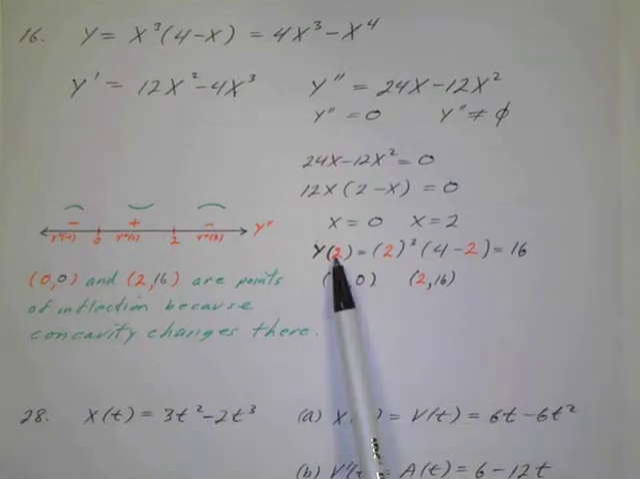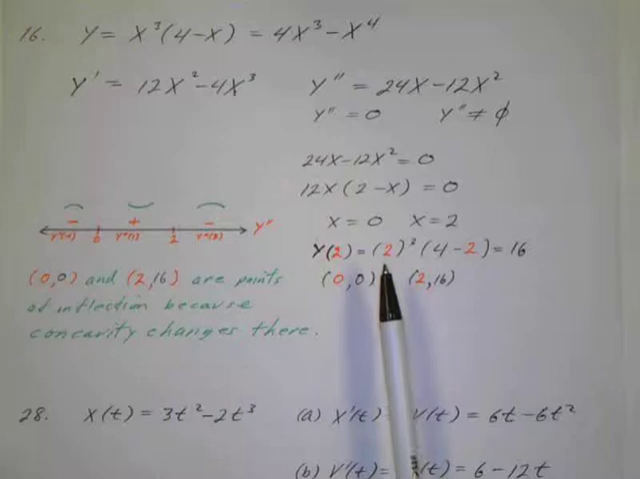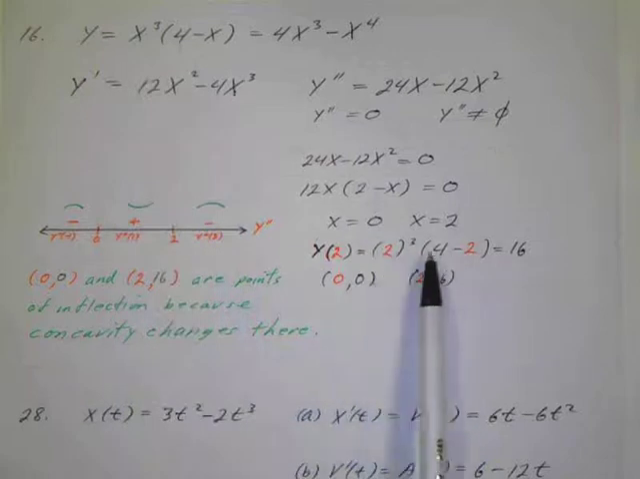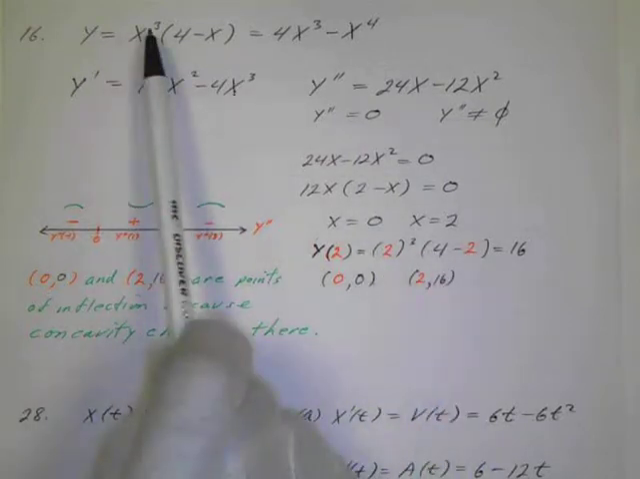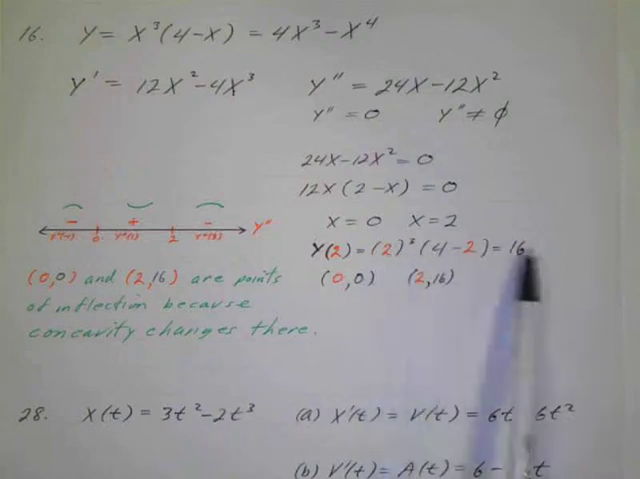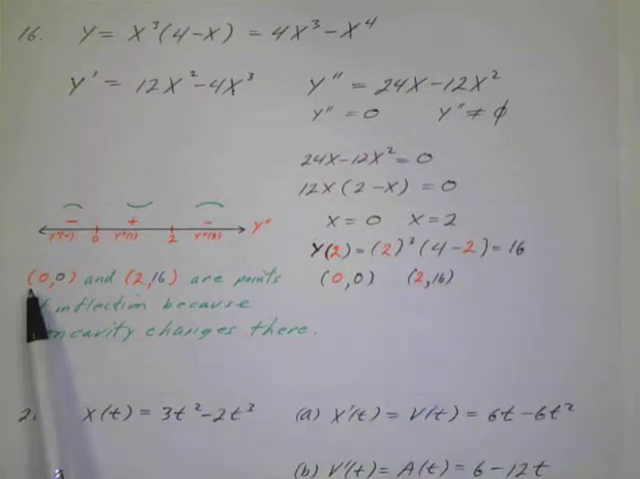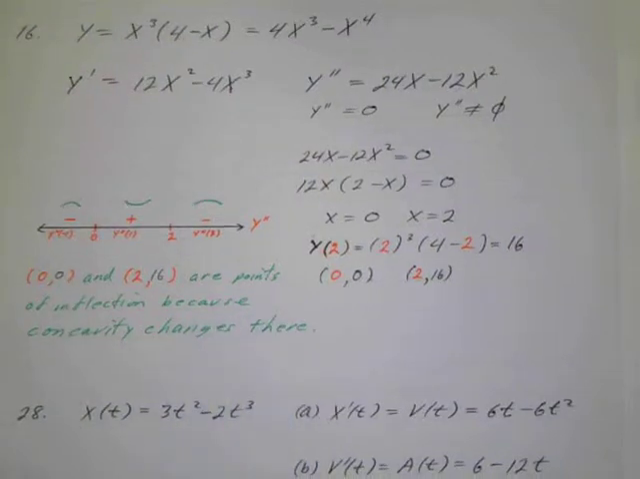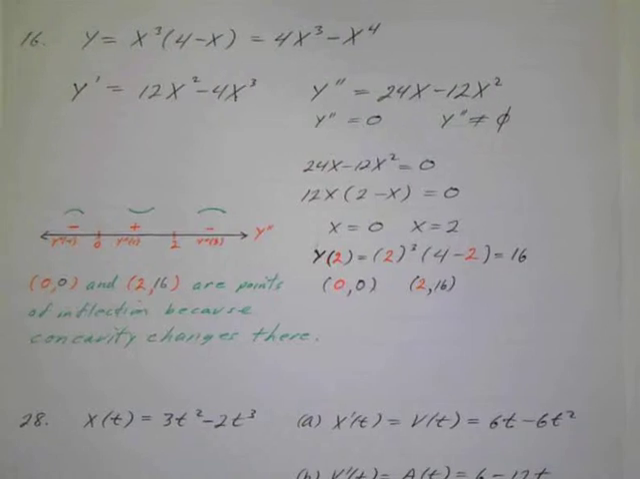Then if I put 2 in the original function, that would be x cubed times 4 minus x, so 2 cubed times 4 minus 2, which is 8 times 2, which is 16. So these are the points. So 0, 0, and 2, 16 are points of inflection because concavity changes there. So I think that's pretty similar to what we did previously. So this is just kind of some review problems. Hope that makes sense.